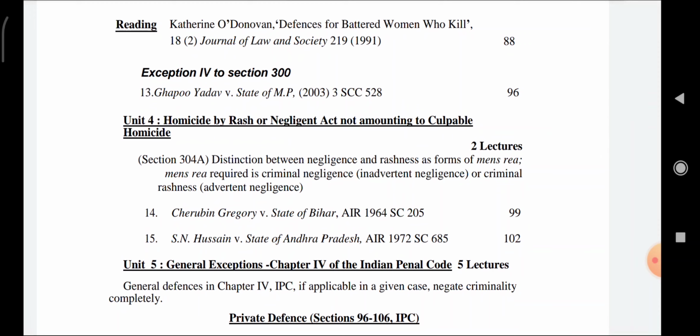Okay. There are two leading cases: Cherubin Gregory versus State of Bihar, and Hassan Hussain versus State of Andhra Pradesh.